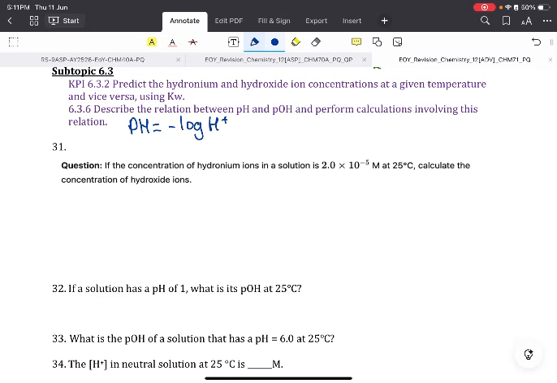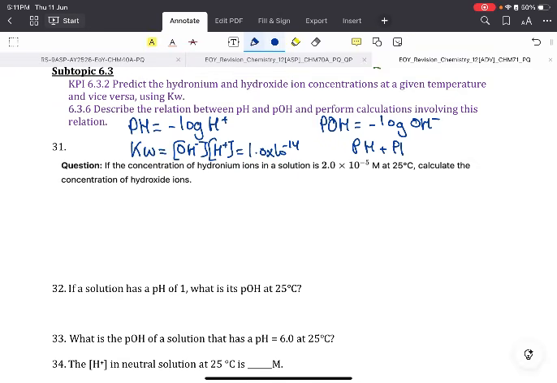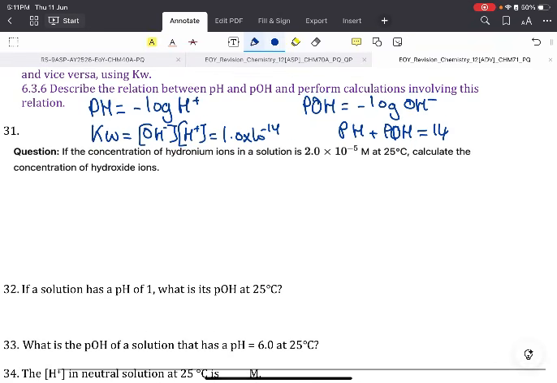So minus log H plus to calculate the pH. Just like I have a formula for pH, I have another formula, the same for pOH, which is not written in your formula sheet, but you can write it in the same style as pH. Now I also have Kw is OH minus multiplied by H plus, and that is equal to 1.0 times 10 to the power negative 14. And anytime you add pH and pOH together, you get 14.